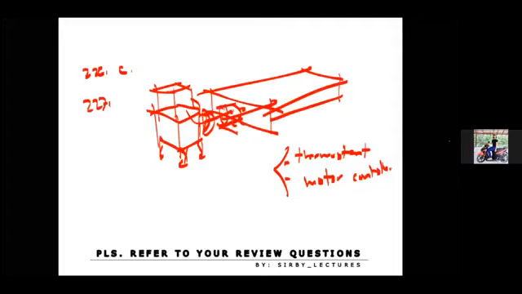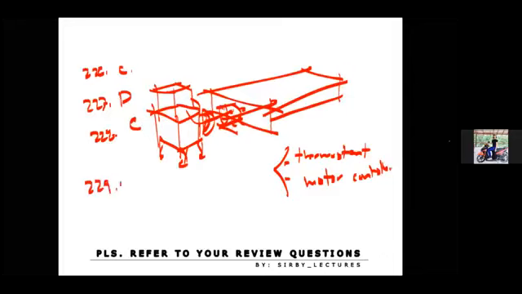Number 228, a timer in motor control is to: letter A, indicate the motor is overloaded. Letter B, increase the revolution of the motor. Letter C, delay or advance the operation of the motor. D, stop the motor. So the answer here is letter C. It can delay or advance the operation of the motor.